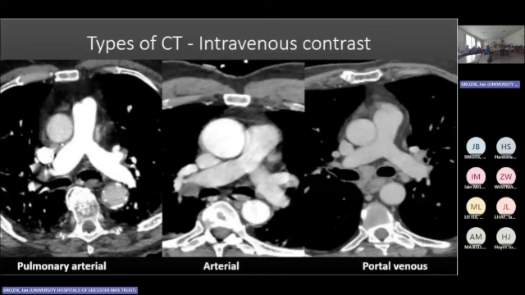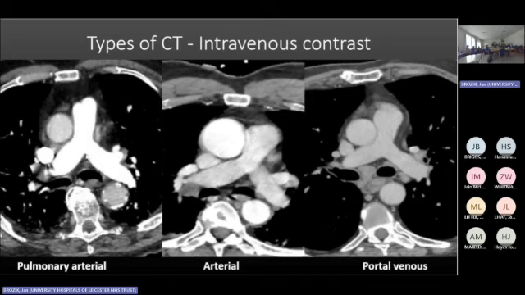So this is roughly 23, maybe 25 seconds after the start of the injection. If we start scanning a bit later, 25, 30, we get arterial phase. So you can see nicely the ascending aorta and descending aorta. We still have relatively good enhancement of the pulmonary artery, but if you compare it with the previous, it's not as good.